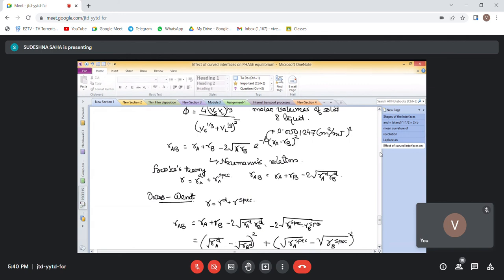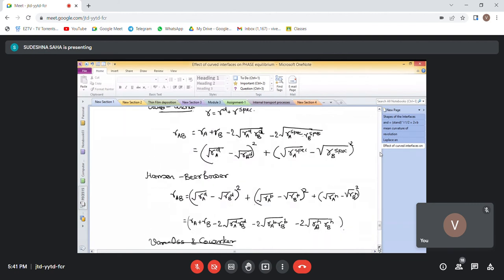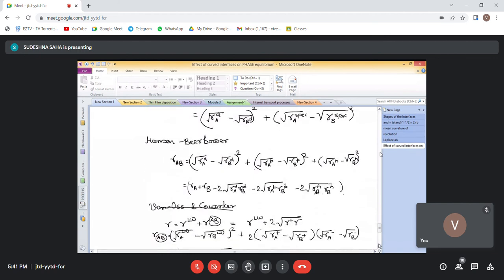Now Wendt's equation. Wendt further says that they have incorporated the specific term also in order to calculate the gamma AB. If you look at Fowkes' equation, they haven't used the specific term, but in this particular case, the specific term has been incorporated, and you get gamma A plus gamma B minus 2 square root of gamma A D gamma B D minus 2 square root of gamma A specific gamma B specific. If you simplify it further, you will obtain the square root of gamma A D minus the square root of gamma B D, whole square, plus the square root of gamma A specific minus the square root of gamma B specific, whole square.